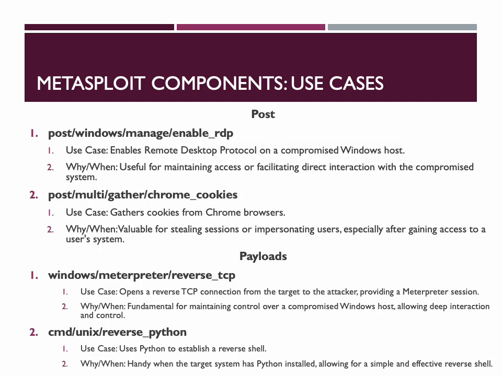Then something called post. What does it do? Again, on a Windows machine. So remember, it's get and post, right? Asking and you're fetching, right? So asking, fetching, and getting. So this is an RDP enablement going on. It enables Remote Desktop Protocol, which is RDP, on a compromised Windows host. Why and when? Useful for maintaining access or facilitating direct interaction with a compromised system.